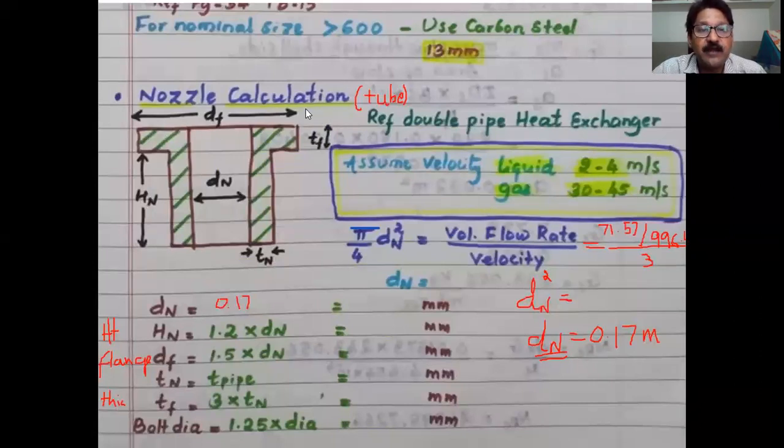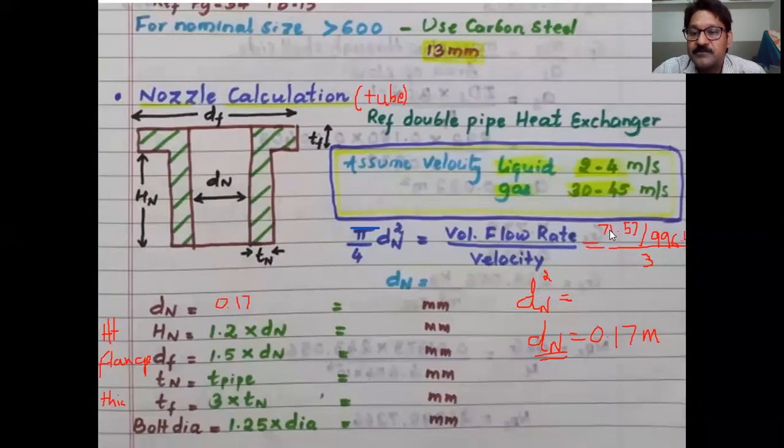So here we are doing a nozzle calculation. For nozzle calculation, assume the velocity of a liquid is 2 to 4 meters per second. If it is a gas, 30 to 40 meters per second. Therefore, I am calculating the area of the nozzle, pi by 4 dn square, is equal to volumetric flow rate by velocity.